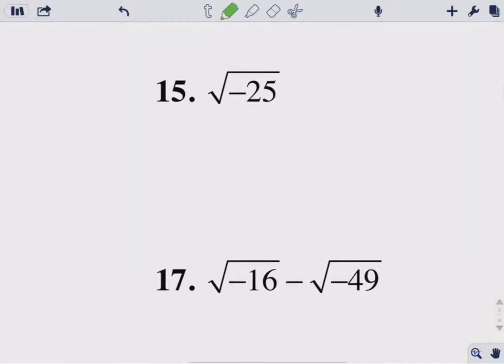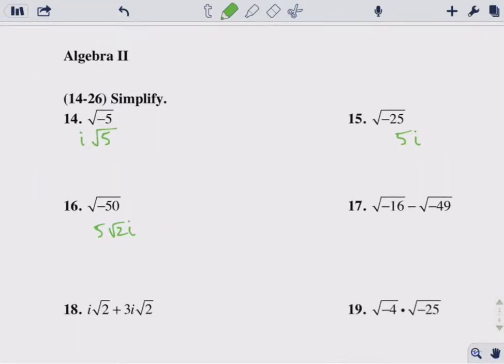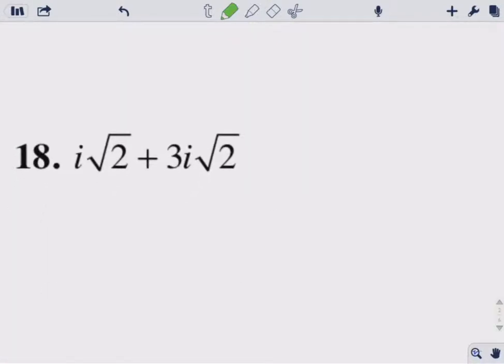Okay, square root of 25 is 5. Negative is 5i. Square root of 50 is 2 square root of 5. Negative underneath the square root is i. Oops, this is not right. That's 5 square root of 2. It's 25 times 2. Here, 4i minus 7i gives me negative 3i. i plus 3i root 2 gives me 4i root 2.